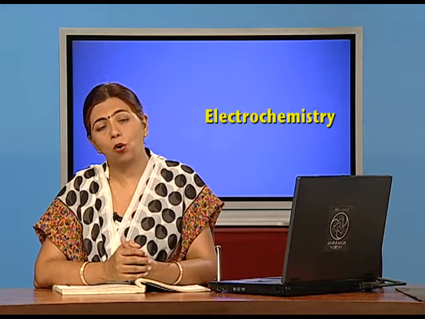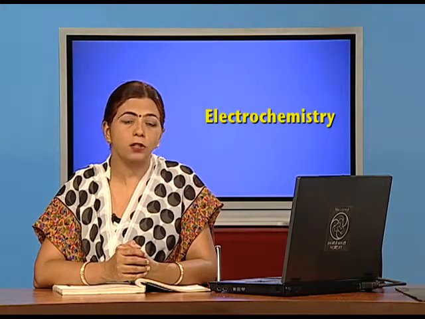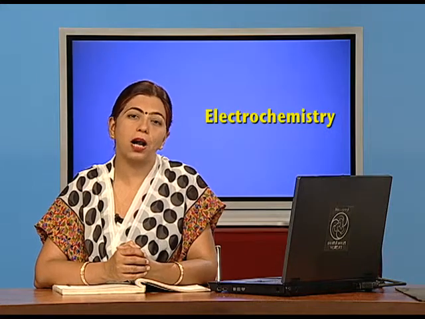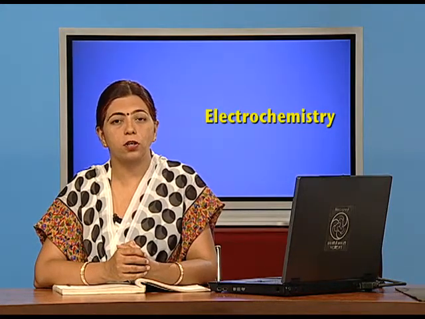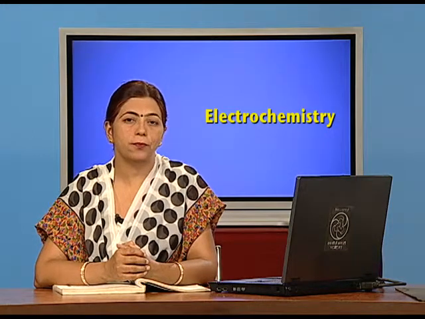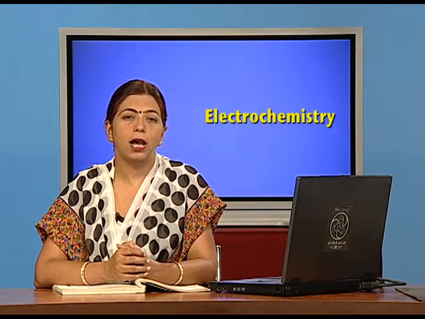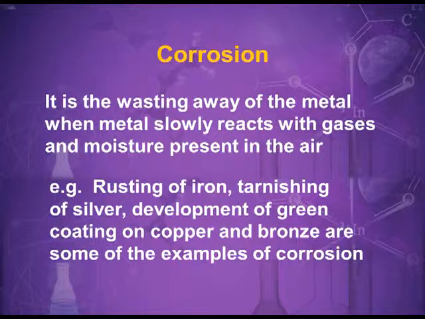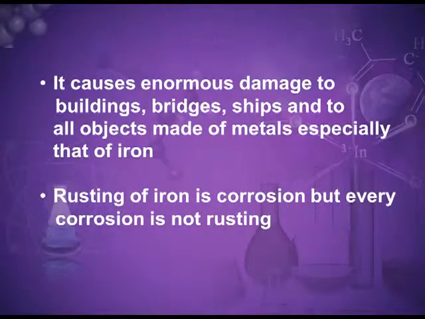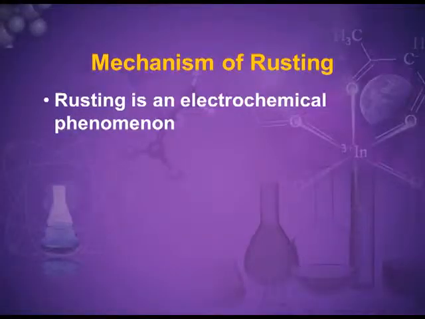Dear children, we also know that bridges and machineries are made up of iron, and the rusting of iron causes enormous damage. Let me explain what corrosion is and define it. It is defined as the wasting away of the metal. When the metal reacts with atmospheric gases, an oxide layer or salts are formed on the metal surface. This is corrosion. Rusting is corrosion, but not every corrosion is rusting. It is an electrochemical phenomenon.